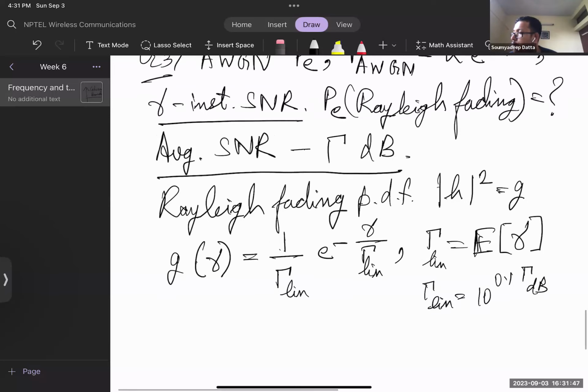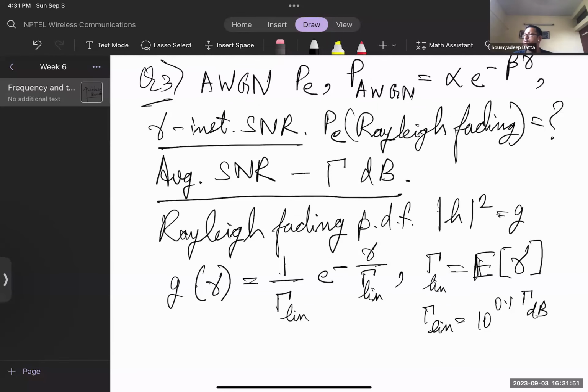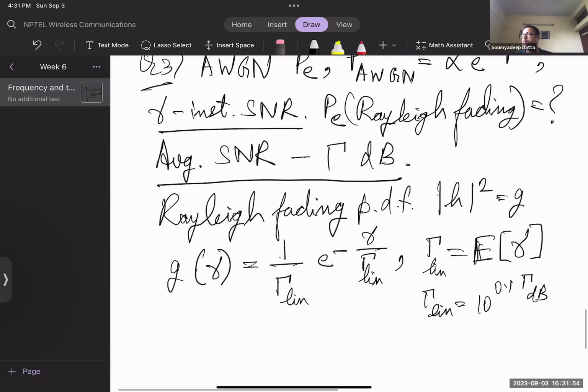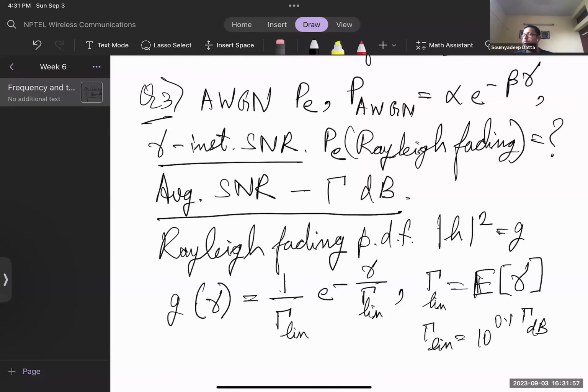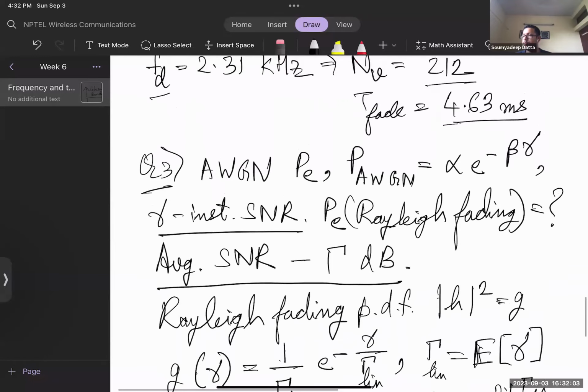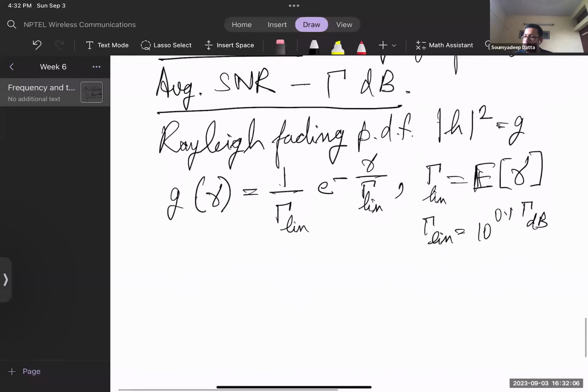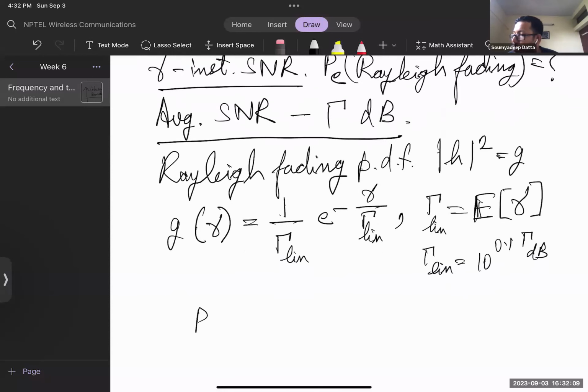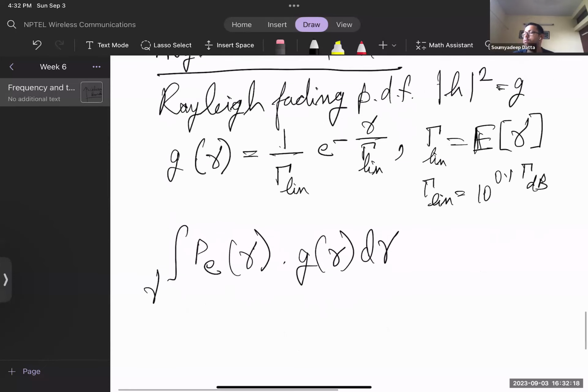So if you actually calculate this probability of error, like for Rayleigh fading, you're trying to calculate the average probability of error, right? So you have to just weight this. You have to do this computation essentially. You have to integrate over gamma the error probability as a function of SNR times the PDF of the SNR over gamma. So this will be something like this.